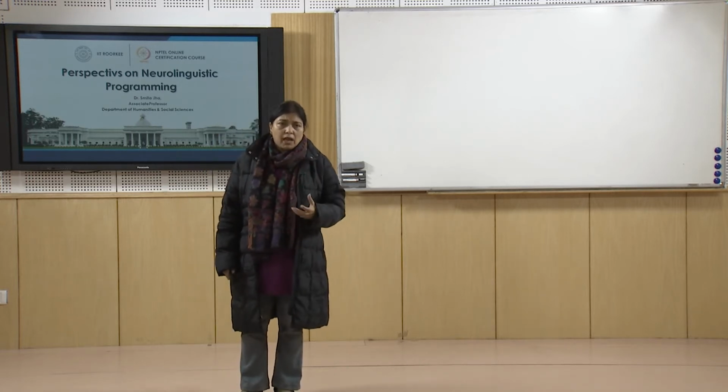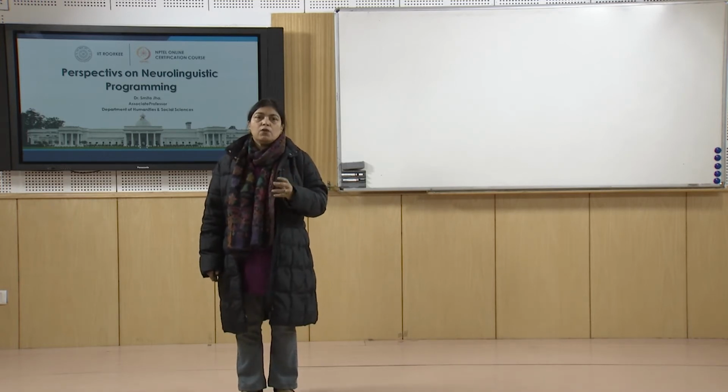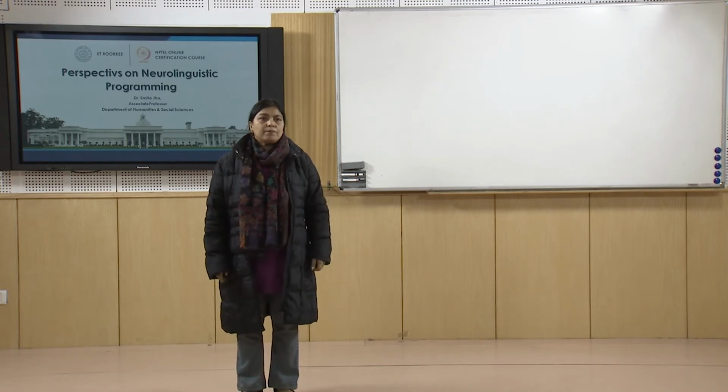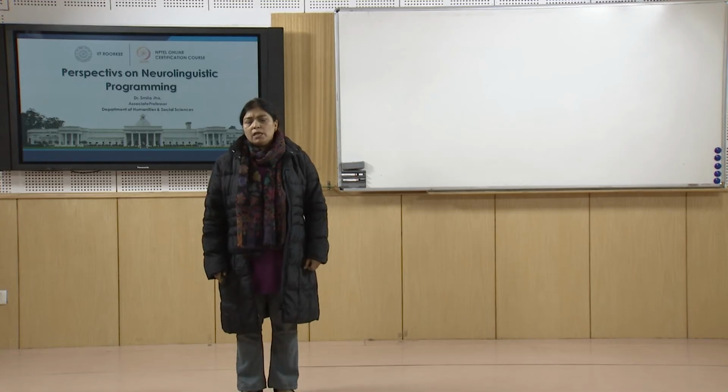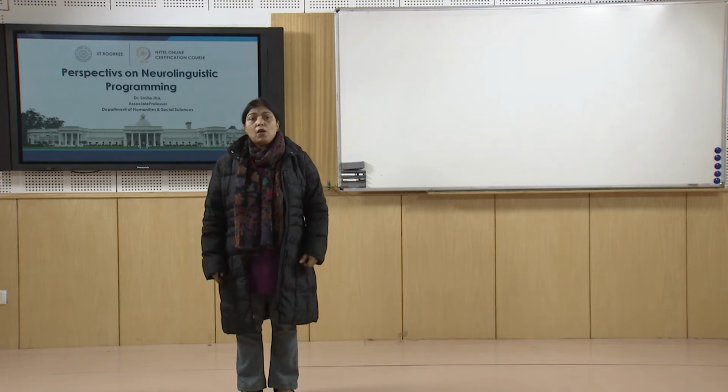Now, there are several things involved in the filtration process when we talk of NLP filtration. The first is belief, the second is metaprogram, third is memories, fourth is values, fifth is attitude, sixth is current state, seventh is culture, eighth is language, ninth is personality preferences, tenth is interest, eleventh is assumptions. Now, let us define what we mean by all these items when we talk of NLP filtration.